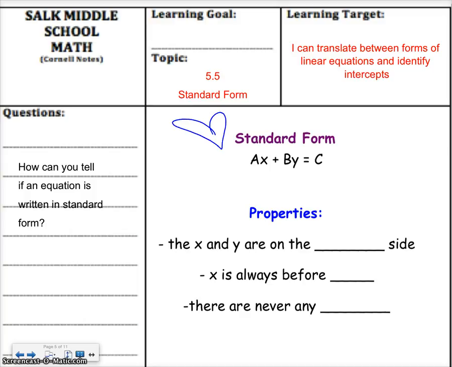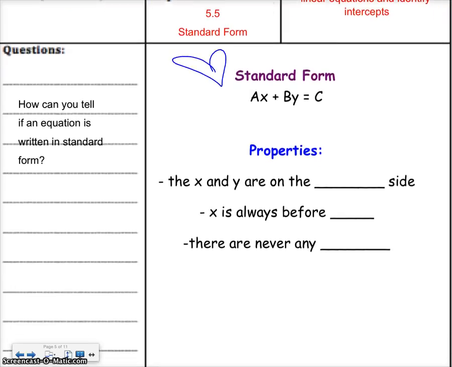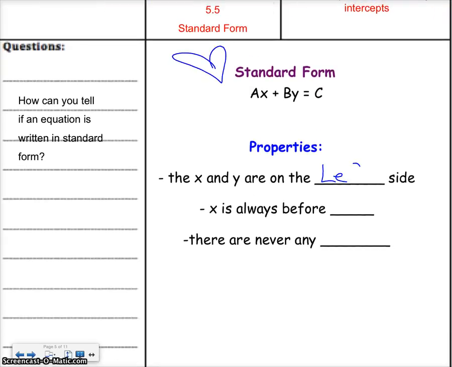So the properties of standard form: x and y are on the left side. They're together on the left. X is always before y. It has to be. If it's second, you have to apply the commutative property of addition and flip it to make sure that it comes before y. It's in alphabetical order. Y does not come before x.